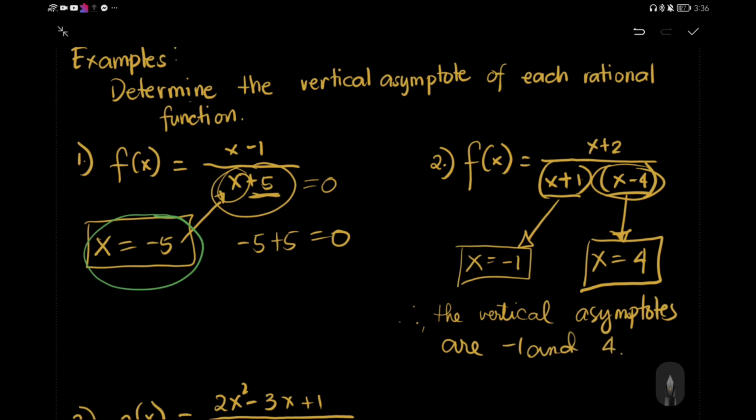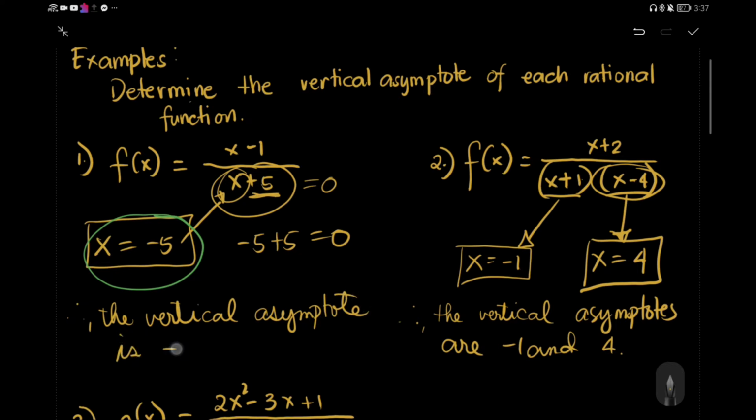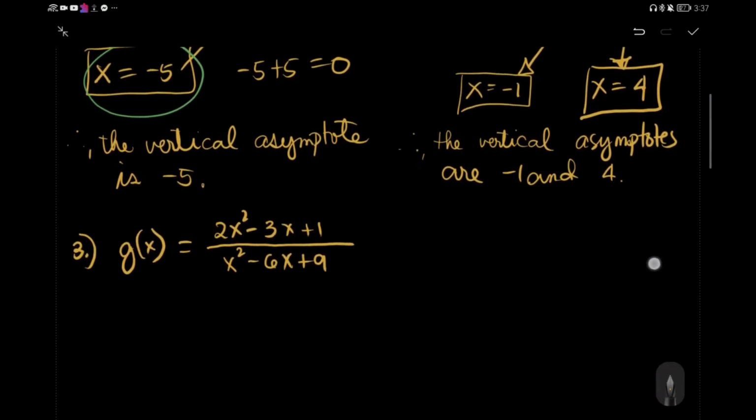Also, for number 1, we can have the conclusion, therefore, the vertical asymptote is negative 5. Now let's proceed to example number 3.